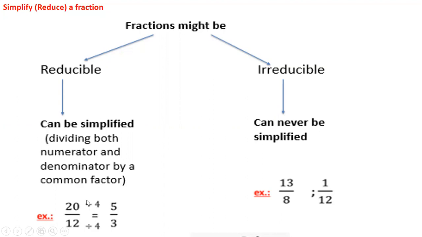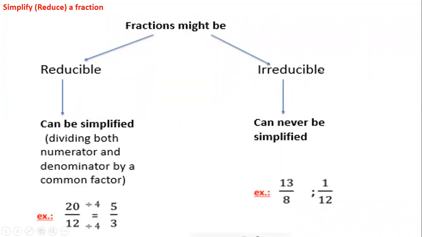So we divide both the numerator and the denominator by 4, and if we divide 20 by 4, we get 5, 12 by 4, we get 3. Always the fraction we get in our answer should be an irreducible fraction. What do we mean by irreducible? It cannot be reduced anymore. There is no common factor between the numerator and the denominator that I can divide both by.